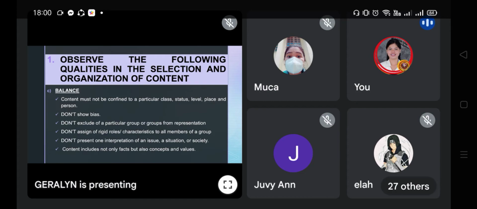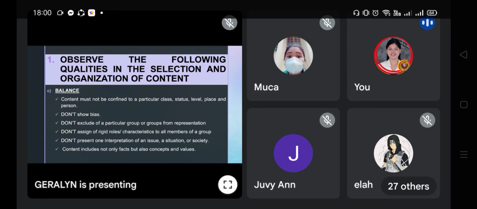We also are encouraged not to exclude a particular group or groups from representation. Dili ta pwede maggamit og mga terms nga specific sa isa ka grupo kay mahulog na siya sa bias. Kung moingon tag mura kag Aeta, mura kag badjao, mura kag mandaya, kanang ingon ana nga mga term, that is a discrimination. That is showing bias. We are not respecting the ethnicities in the Philippines. So we have to get rid of those expressions.